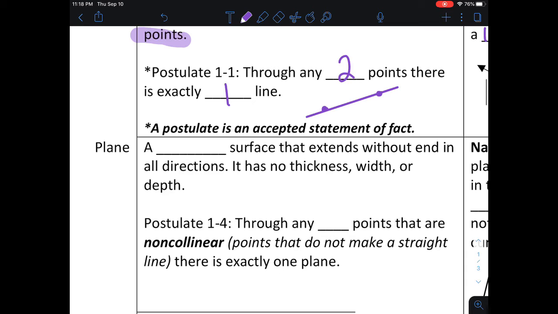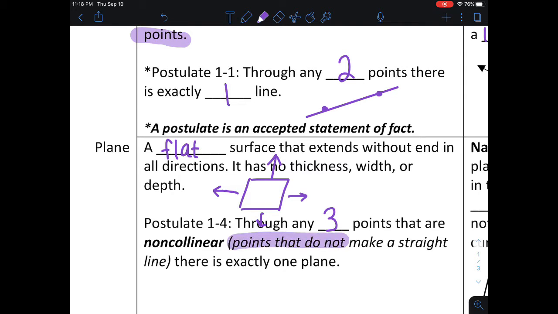A plane is a flat surface that extends without end in all directions. It has no thickness, width, or depth. A plane is usually symbolized by a parallelogram looking thing. So it goes in all directions, and it goes through any three points that are non-collinear. We'll talk about that in a bit, but non-collinear means points that do not make a straight line.